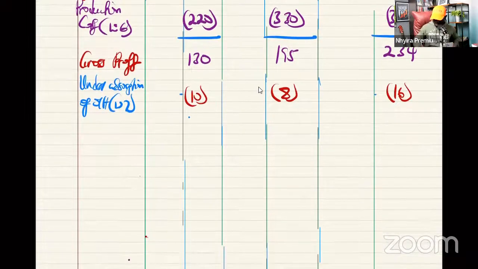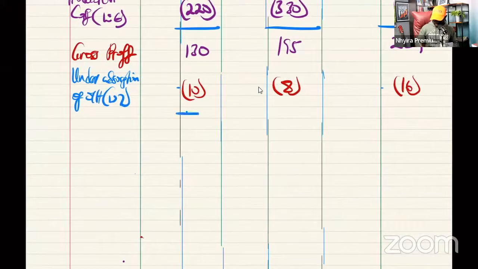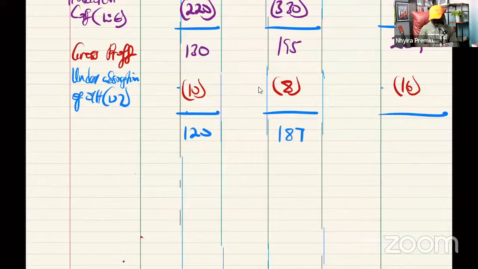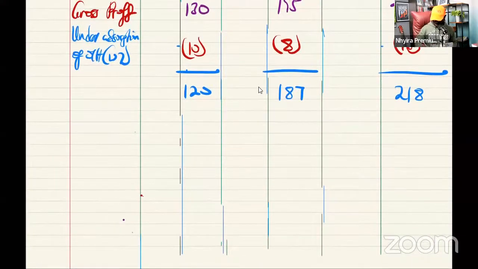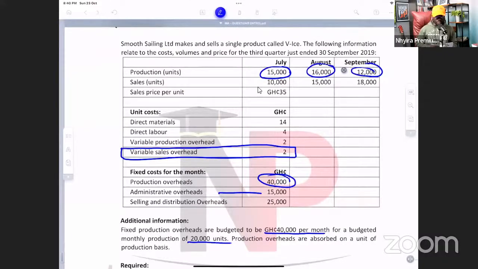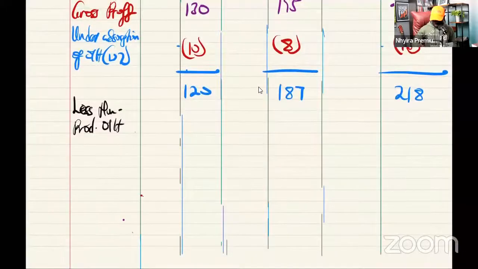Then we go back and bring in the non-production overheads. So we can decide to get the net figure here if we want to. That's 120. 195 minus 8 is 187. 234 minus 16, that's 218. So we can now deduct non-production overheads. The non-production overheads include a variable sales overhead, which we did workings for.